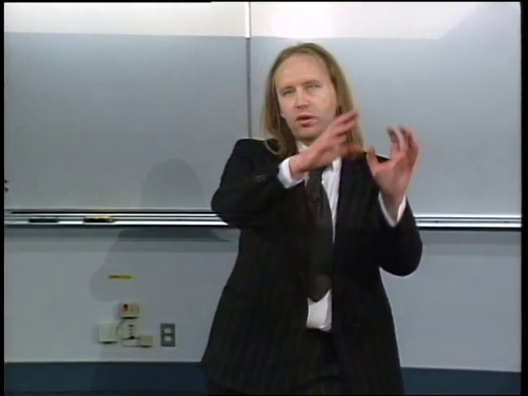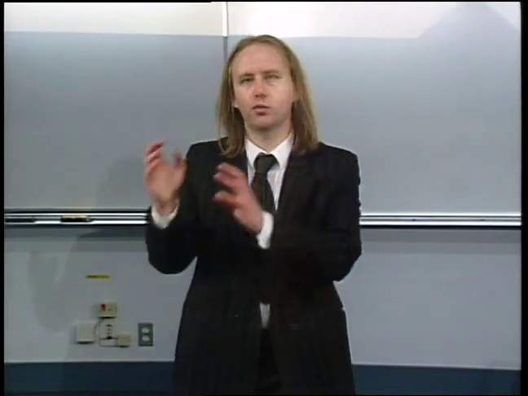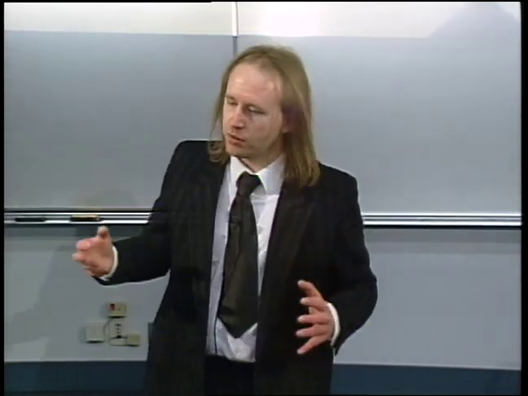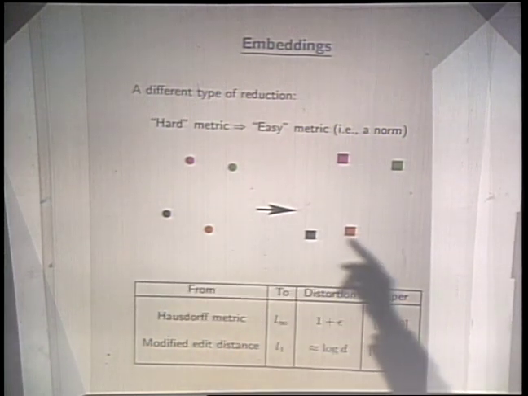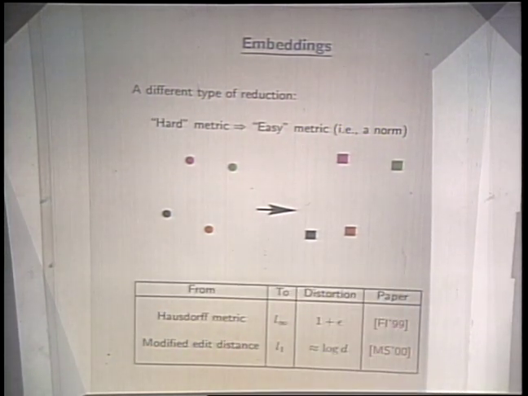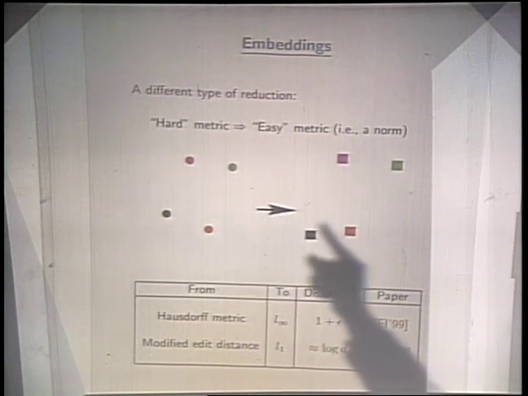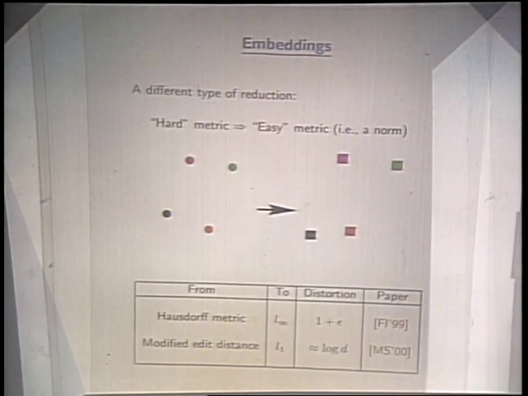Earlier we reduced a problem to a problem. Now we reduce a metric to a metric. In particular, we just take this hard metric, like the Hausdorff metric, and embed it in an easy metric. In our case, the easy metric is a norm metric, because we can solve near neighbor only in norms. The idea is to replace each point here by some point here, such that the relative distance between all these points doesn't change much. This change is called distortion.